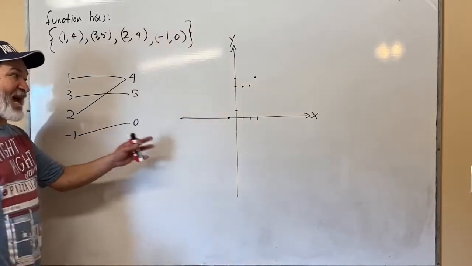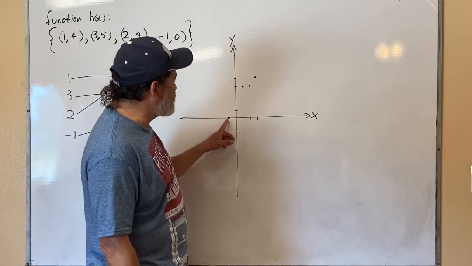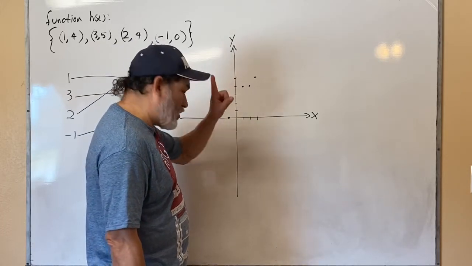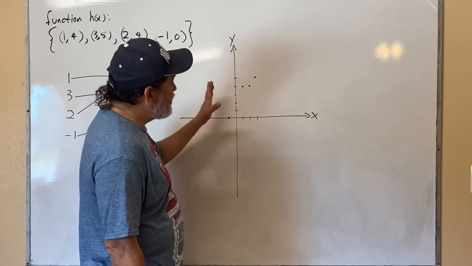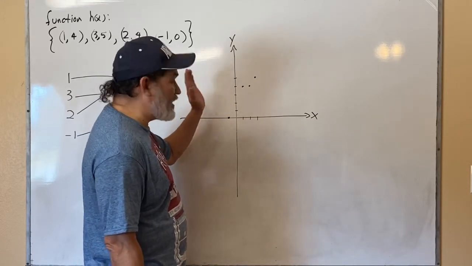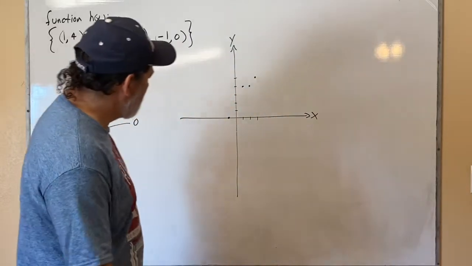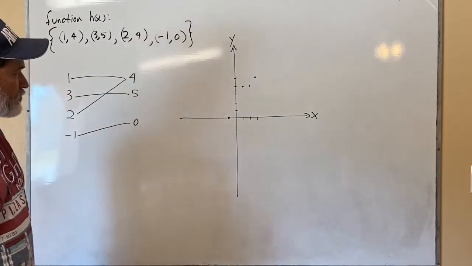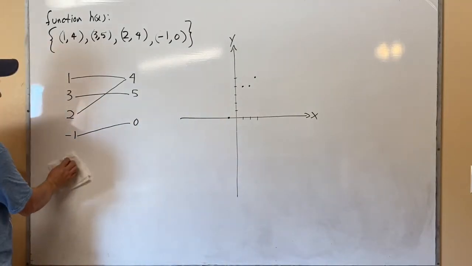All right, so it passes the vertical line test. Any vertical line passes through only one point, and that is the definition of a function. It passes the vertical line test. Okay. All right, so it is a function. This is a function, guys.